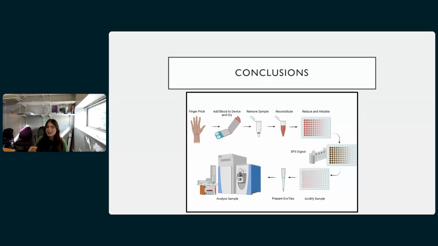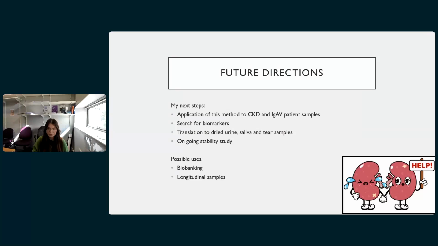And once you're ready for analysis, you simply reconstitute your sample in 200 microliters of ammonium bicarbonate, for 2 hours with gentle shaking. How many times can I say that statement? You can then digest the proteins and prepare them for proteomic analysis. So again, for me, this was reduction and alkylation with TCEP and CAA, then an SP3 digest, and then acidifying my sample, preparing my EvoTips, and running it on the QE HF.